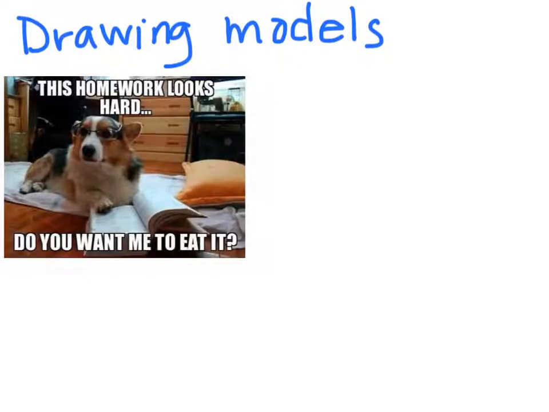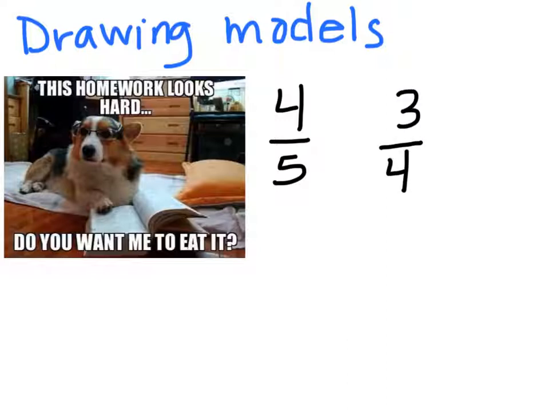Now let's practice drawing models to solve one-step problems. Adam expected his homework to take 4/5 of an hour. He completed it in 3/4 of an hour. How much faster did Adam complete his homework than he expected? Well, to solve, we need to find the difference between 3/4 and 4/5. So let's simply add a minus sign here.